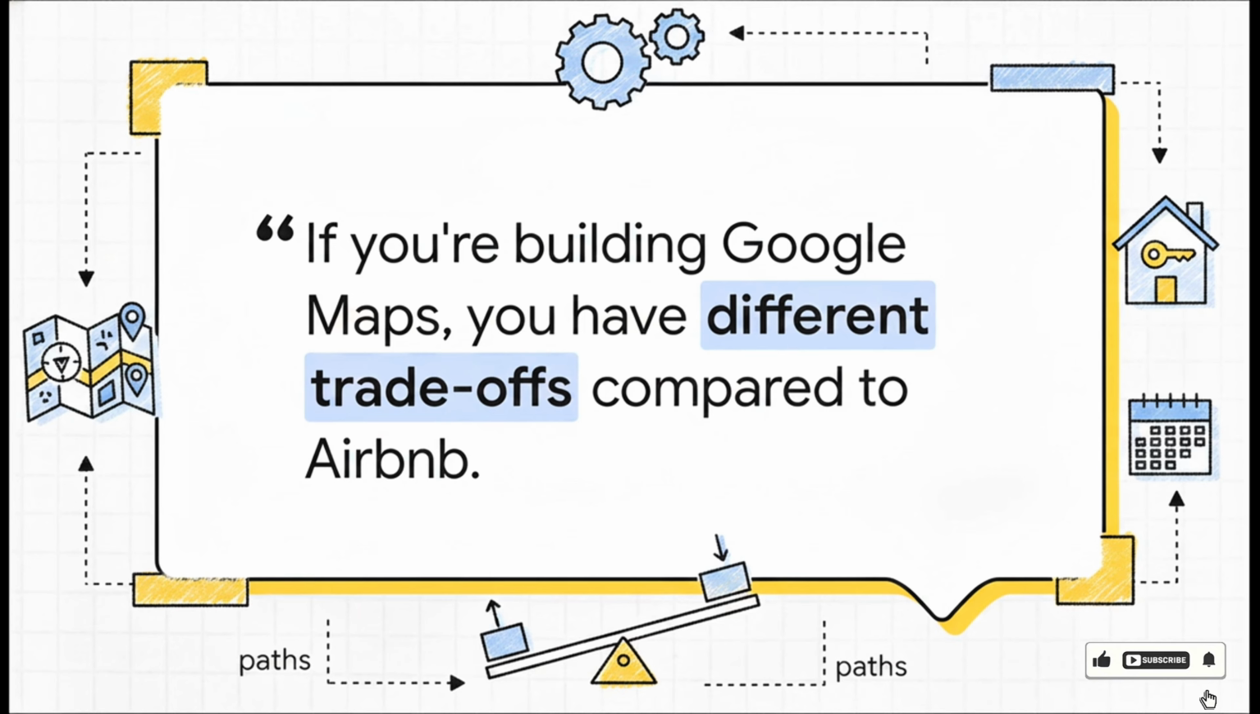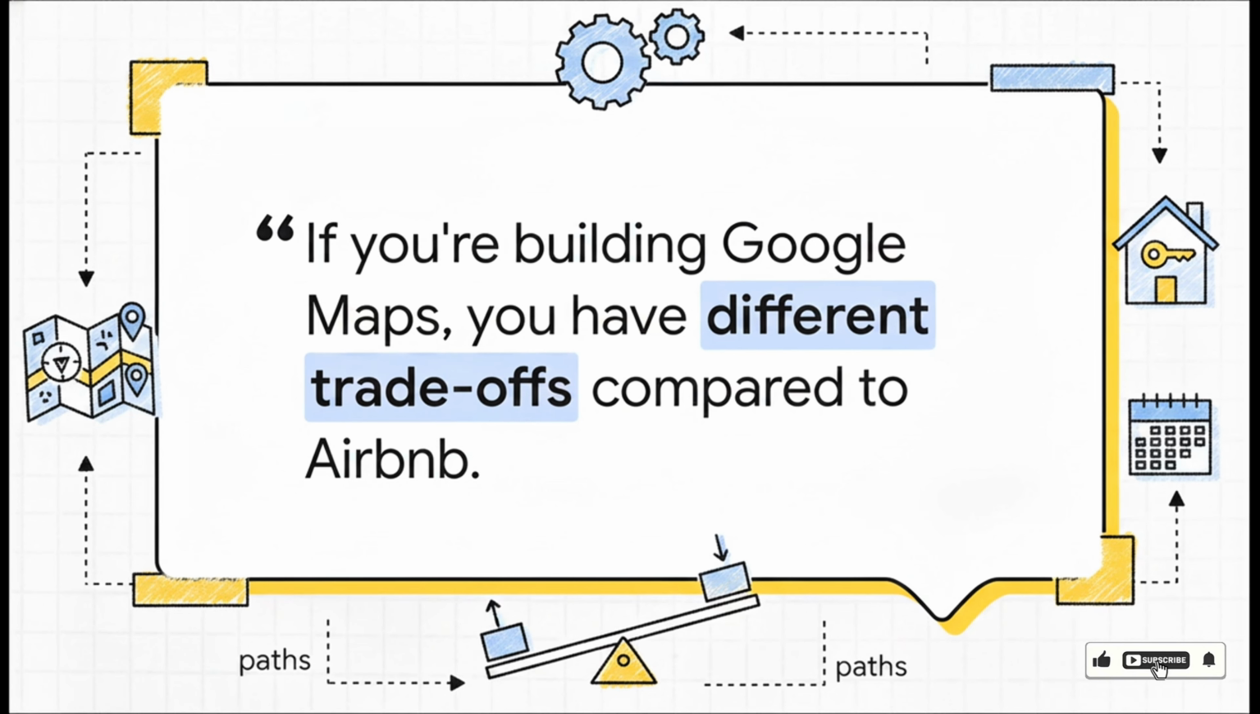It's engineering. To quote him directly, if you're building Google Maps, you have very different trade-offs compared to if you're building Airbnb. Local first is not some silver bullet that fits every single project perfectly. It represents a whole spectrum of architectural trade-offs that completely depend on what your specific application is trying to achieve.